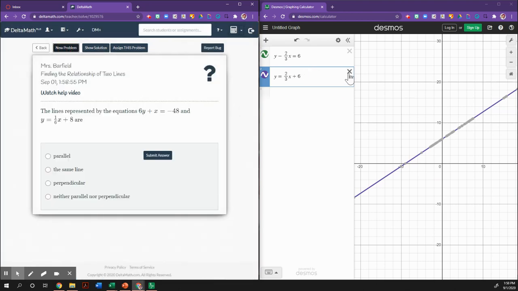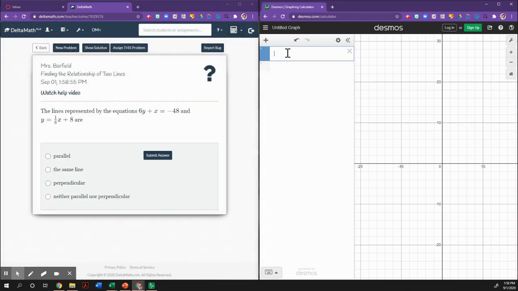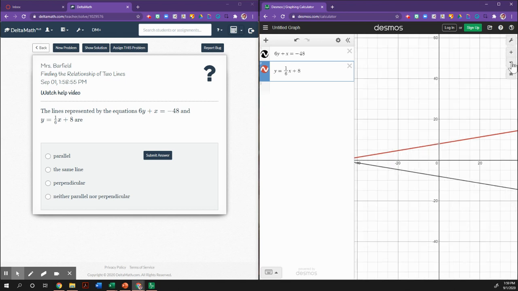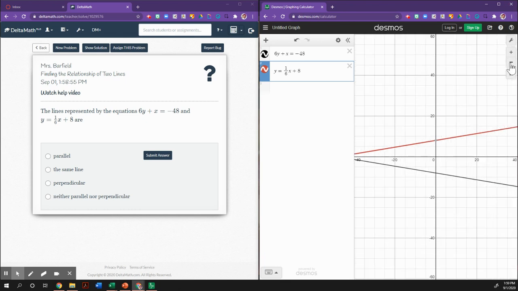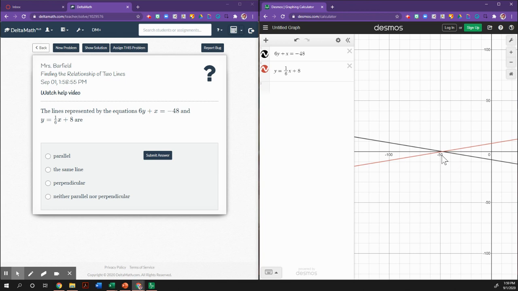I'm going to do one more and I think you'll be good to go. So 6y plus x equals negative 48, and then y equals 1/6 x plus 8. Let me just click on home. Well, those don't look like they're parallel, because I can just keep scrolling out. There we go.